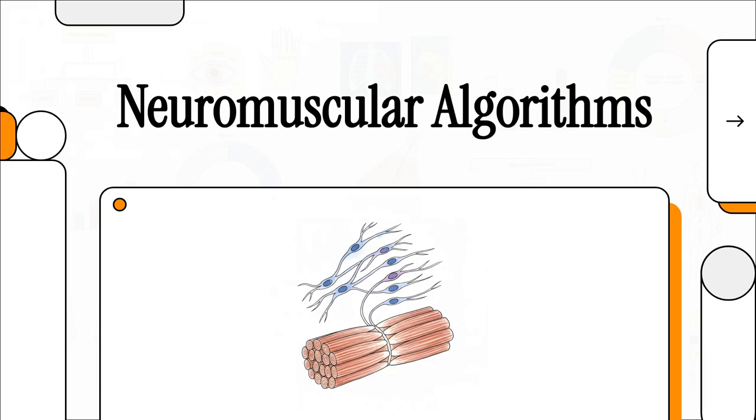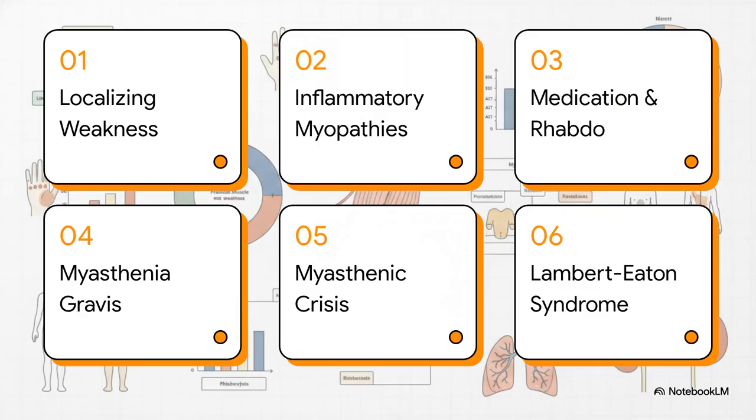We're bypassing the basics today. We're going straight into the high-yield, next-best-step logic you need to master mechanisms, treatment branches, and specific exam traps for neuromuscular disorders. We'll be hitting weakness localization, inflammatory and endocrine myopathies, medication-induced myopathy and rhabdomyolysis, myasthenia gravis, acute myasthenic crisis management, and finally, Lambert-Eaton syndrome.